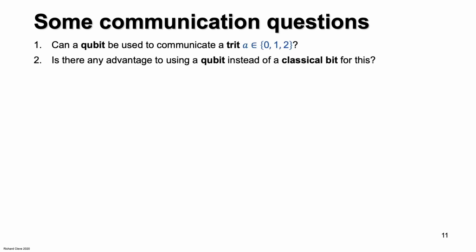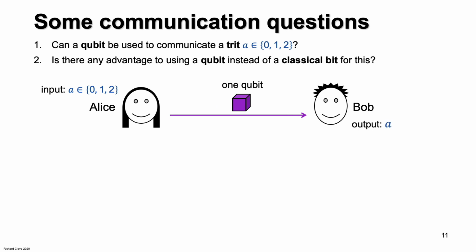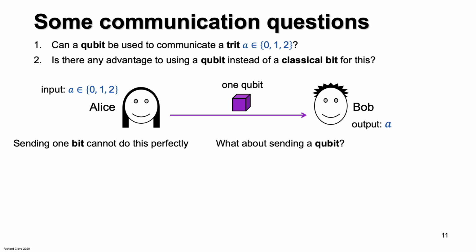To make the scenario clear, suppose there are two parties, A and B, that we'll personify and refer to as Alice and Bob. Alice receives a trit as her input, and her goal is to convey that information to Bob. Assume she is only allowed to send one qubit to Bob, from which Bob has to extract the value of the trit. Can this be done? First note that sending a bit is not sufficient. But can sending a qubit outperform sending a bit?